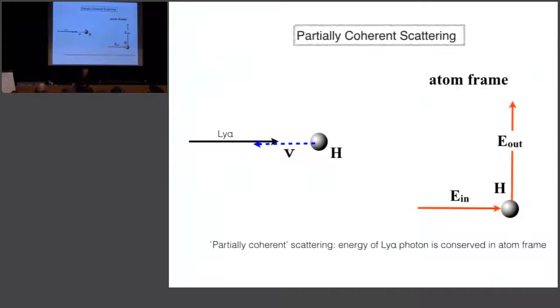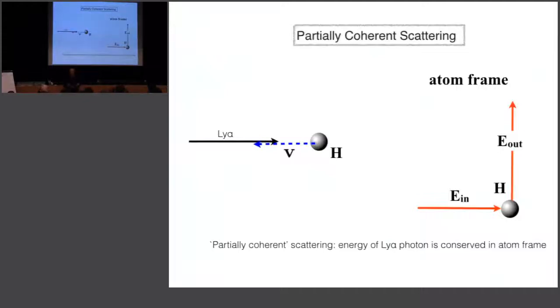Now, what does it mean? It means that if you look at the hydrogen atom and transform into the frame of the atom, moving along with it, then in the frame of the atom, the energy of the photon before and after scattering is identical. It's energy conservation.